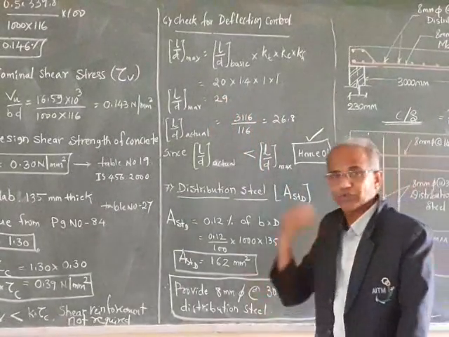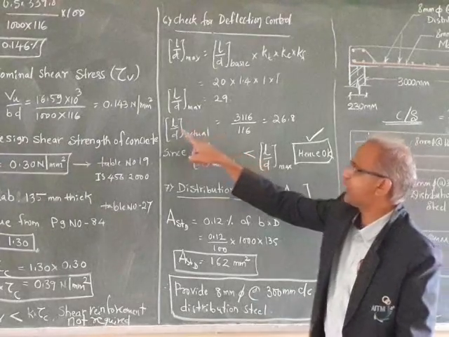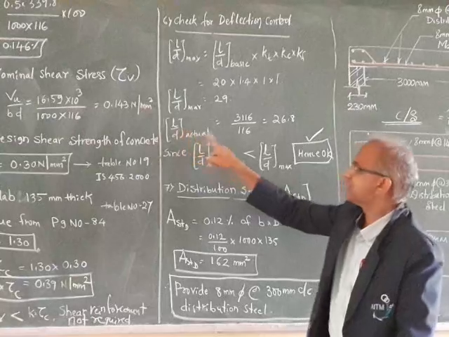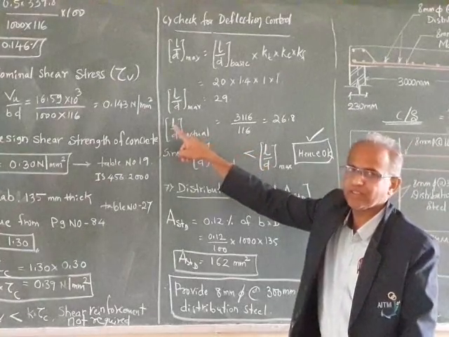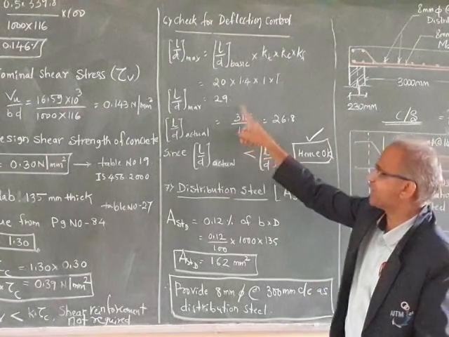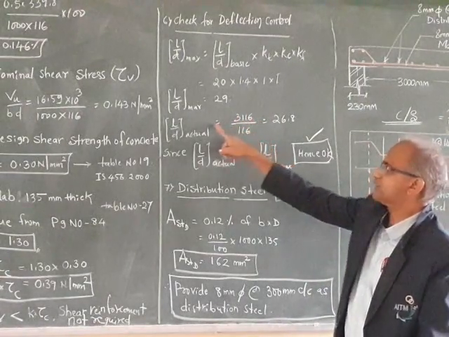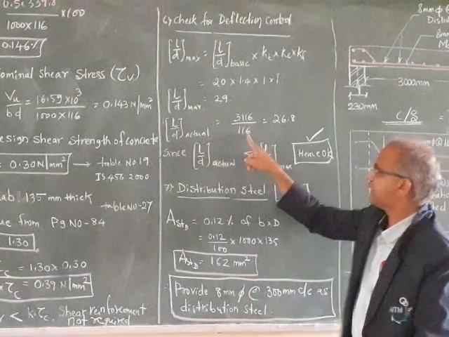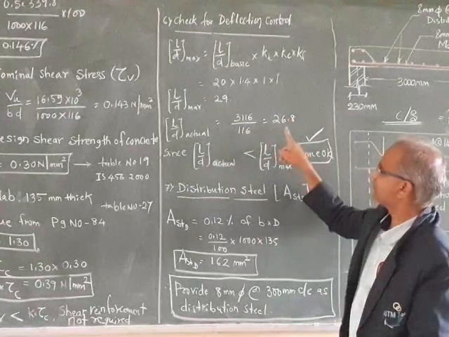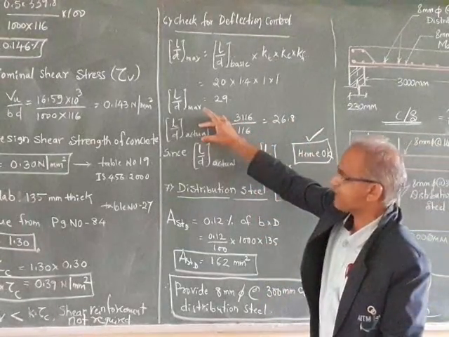Okay. Now actually how much are we providing L by D? So L by D actual is equal to L. What is L now? Effective short span, Lx. Effective short span, that is 3.116. Already we have calculated effective span Lx, so that you have to take here. So L divided by D, effective depth 116. So how much have you got actually? It is 26.8.